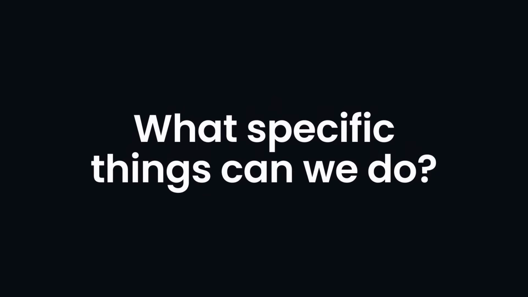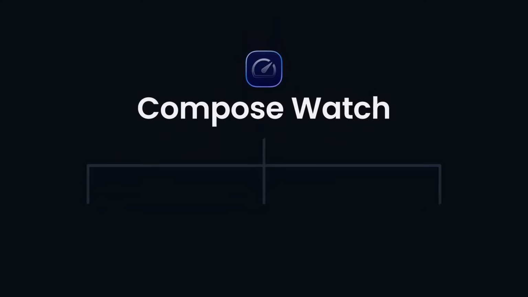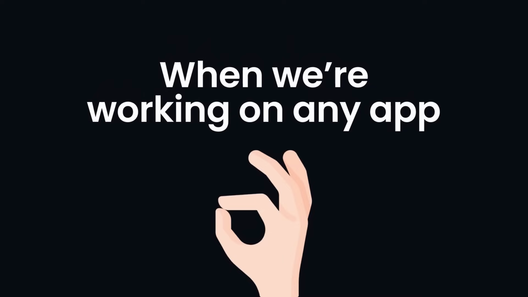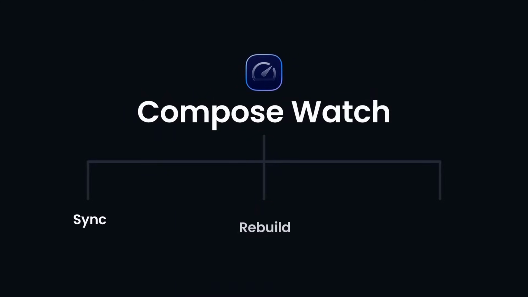So what specific things can we do? With Docker Compose Watch, we can do three main things. First of all, we can sync. The sync operation moves changed files from our computer to the right places in the container, making sure that everything stays up to date in real time. This is handy when we're working on any app because it lets us instantly see any changes we make while the app is running.